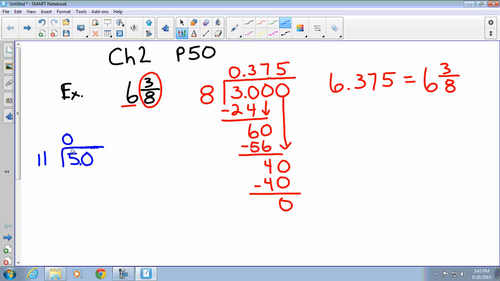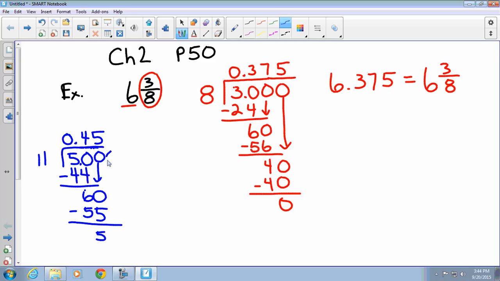Does 11 go into 50? Make sure you bring your decimal up. Yes, it does. 11 goes into 50 4 times, that would be 44. 50 minus 44 is 6. Bring a 0 down. Does 11 go into 60? Yes, it does. 5 times, remember your 11s are your doubles. 60 minus 55 would be 5.